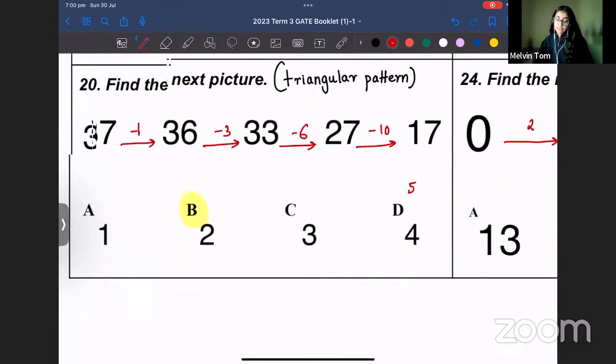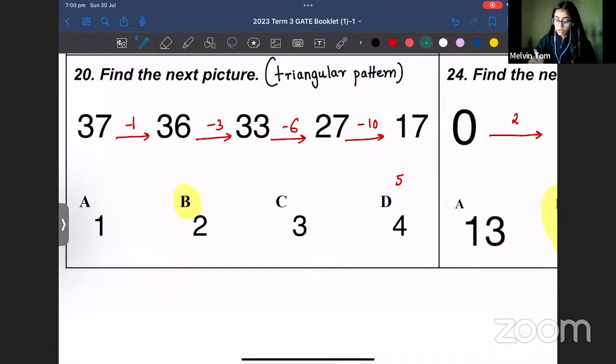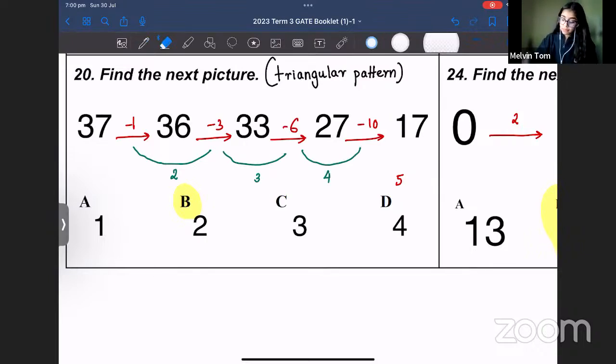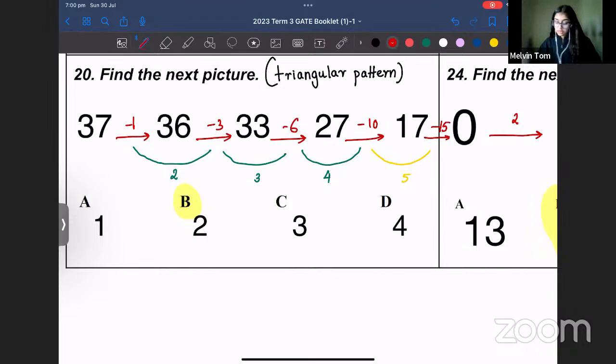This is again a pattern inside a pattern question. So 1 and 3, you get a difference of 2. 3 and 6, you get a difference of 3. 6 and 10, you get a difference of 4. So can you see a pattern over here? 2, 3, 4. So what's the next one going to be? Next one will be 5. Now, 10 plus 5 is 15. So it has to be 17 minus 15, which is 12. Oh no, 2. My bad.